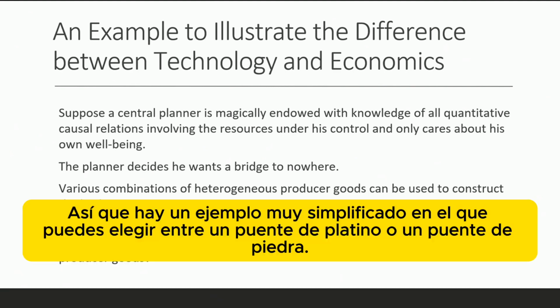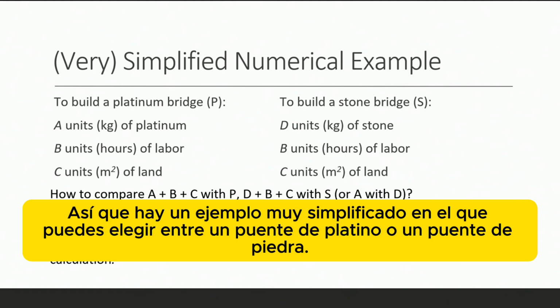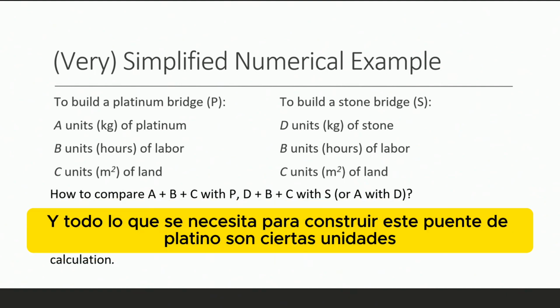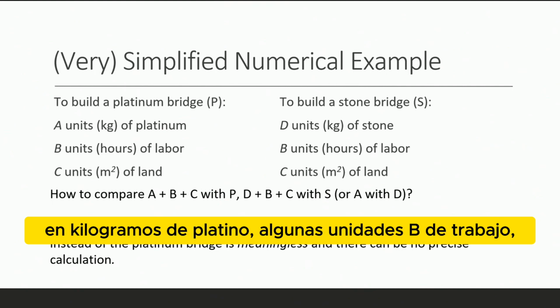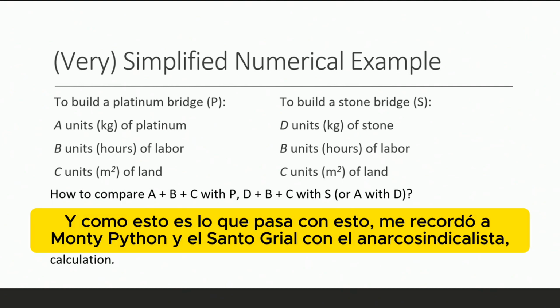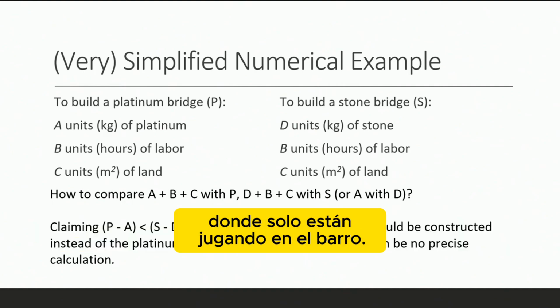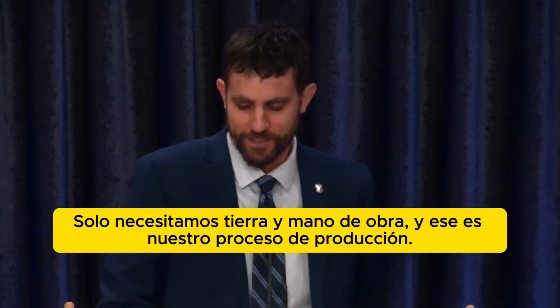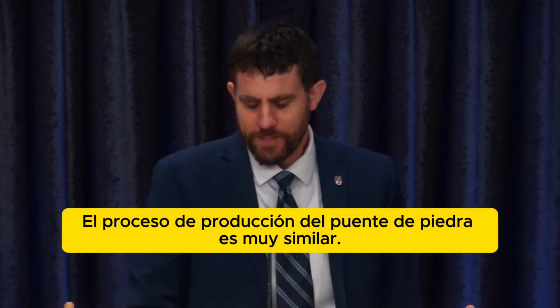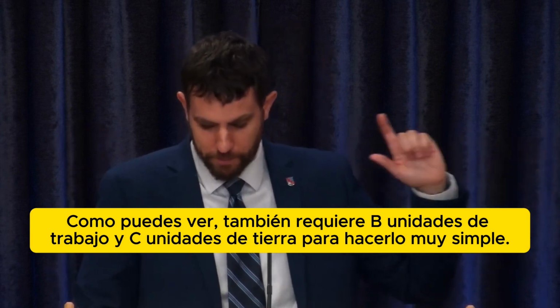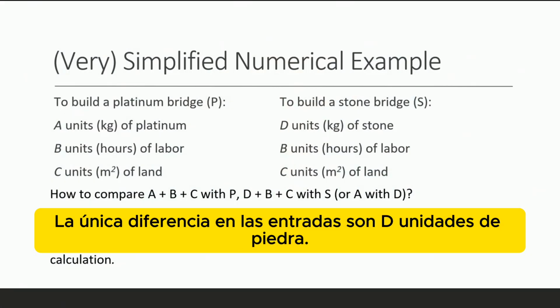Here's a very simplified example where you can choose between a platinum bridge or a stone bridge. All it takes to build the platinum bridge is A kilograms of platinum, some B units of labor, and some C units of land area. I was thinking about this, reminded of that Monty Python and the Holy Grail scene with the anarcho-syndicalists, where they're just playing in the mud. We just need land and labor, and that's our production process. The production process for the stone bridge is very similar. As you can see, it also requires B units of labor and C units of land. The only difference in inputs is D units of stone.